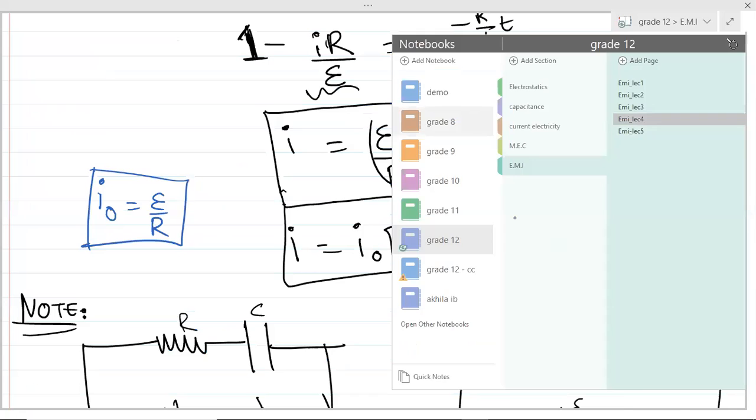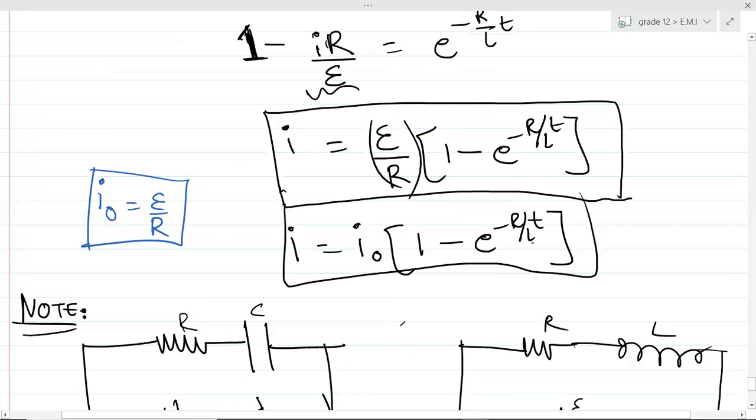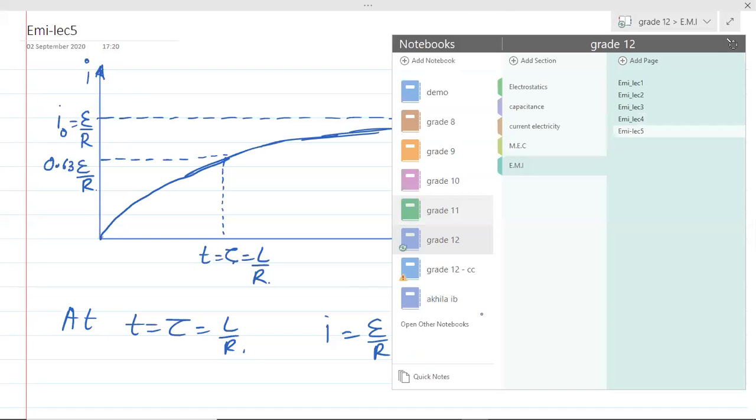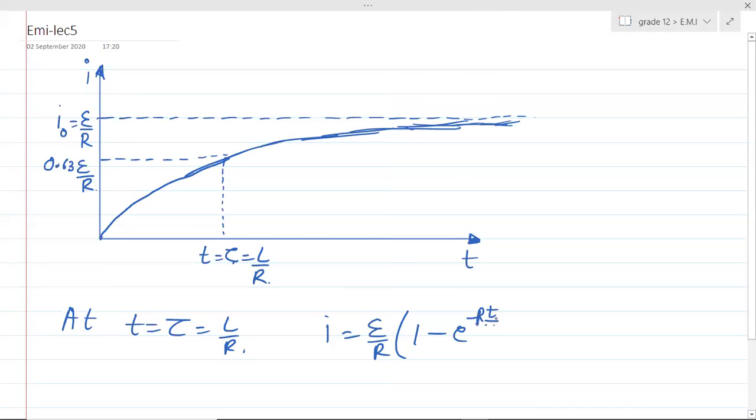Can you see the formula? E to the power minus R by L into t, right? Yes or no? Yes. So the same thing we are doing again. This will be R by L into t. In place of t, you will write L by R. So basically this and this and this and this will get cancelled. E to the power minus 1.